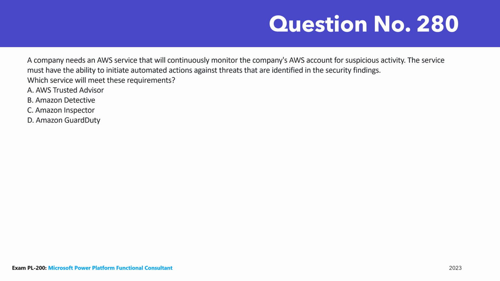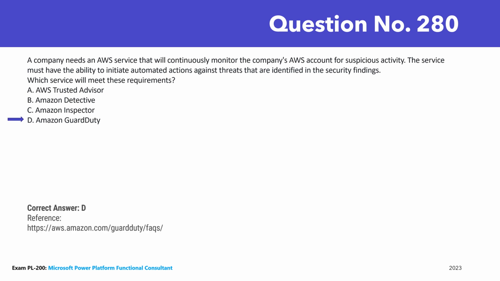A company needs an AWS service that will continuously monitor the company's AWS account for suspicious activity. The service must have the ability to initiate automated actions against threats that are identified in the security findings. Which service will meet these requirements? A. AWS Trusted Advisor. B. Amazon Detective. C. Amazon Inspector. D. Amazon GuardDuty. Correct answer, D.